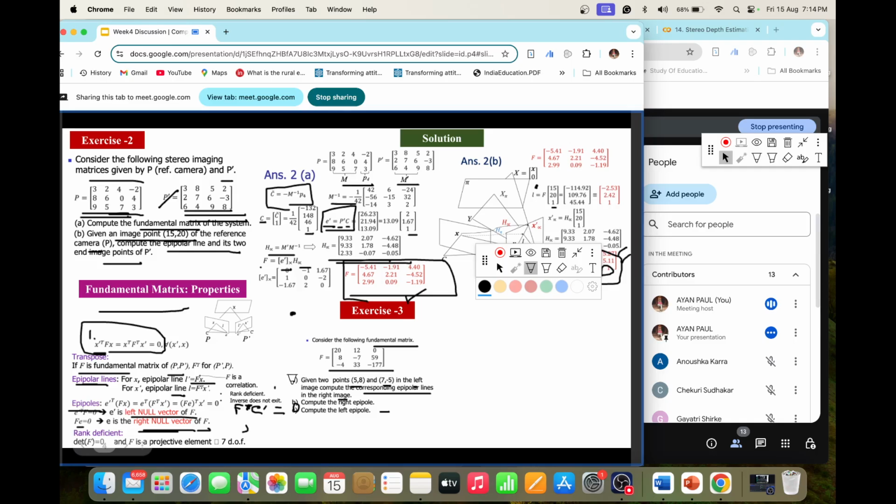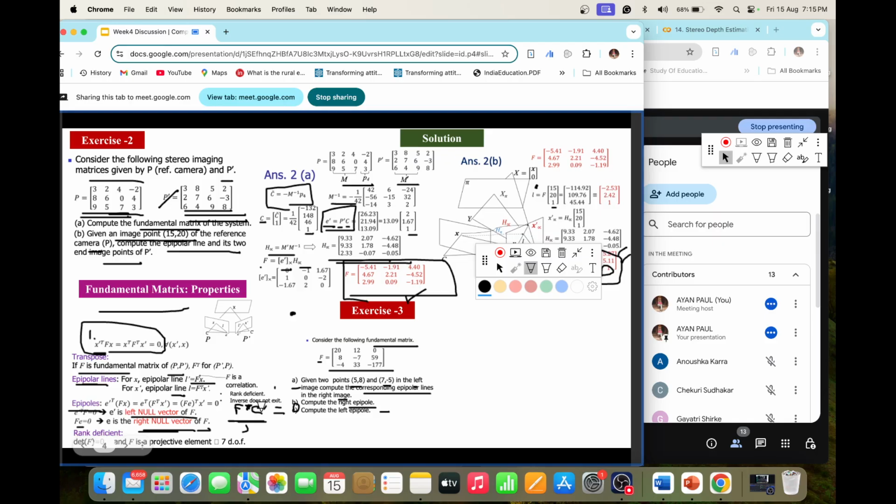So this is regarding option A. Now compute the right epipole. Right epipole is very easy. How can we find the right epipole? The right epipole can be found by this formula, F transpose into e dash. F we already know, then we can do the transpose of it. We can find F transpose and e dash.